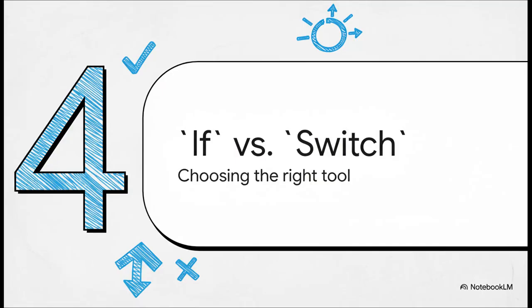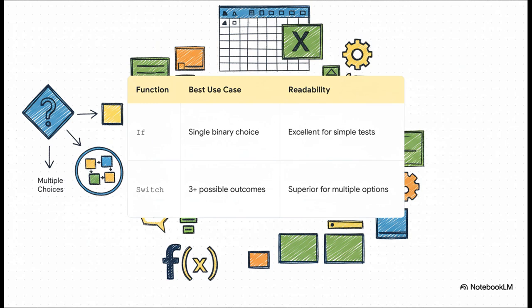Okay, so we've met our two main tools, if and switch. Now the big question is, when to use which one? Because picking the right tool for the job is going to make your life so much easier and your app logic way easier to manage. And honestly, this table makes it super simple. Here's the rule of thumb. If you've got a simple, binary, yes or no choice, use if. It's perfect for that, super readable. But the second you're checking one value against 3 or 4 or more different possibilities, switch is your new best friend. It is just way more readable and easier to maintain.